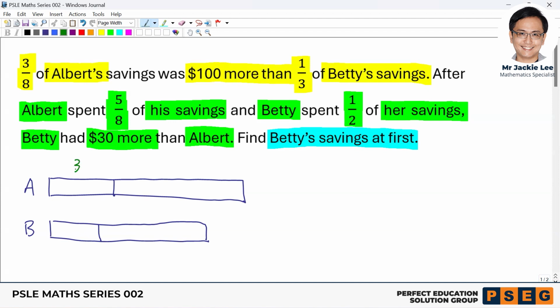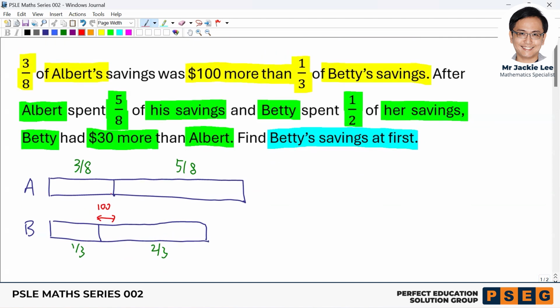If we put down, this is 3/8. This one should be 5/8. This one is 1/3. Then that. There's a difference of $100 here. All right.